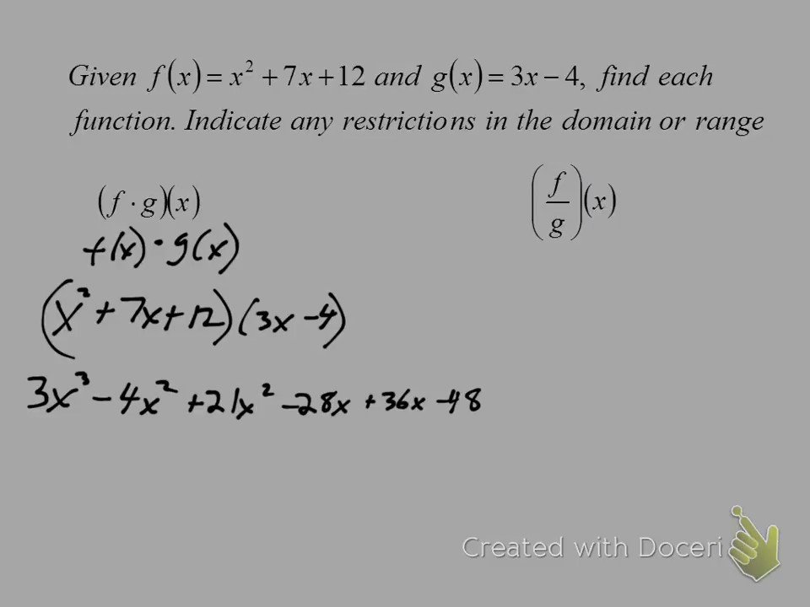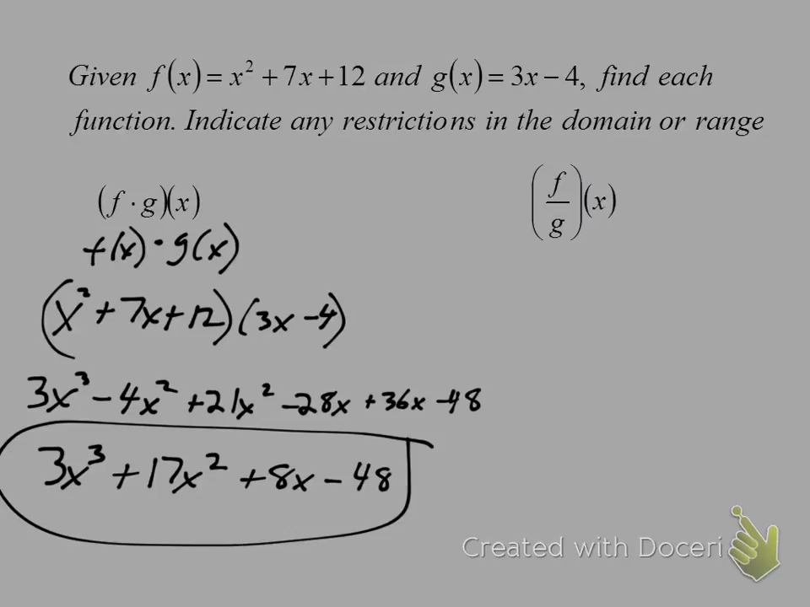Last step: combine like terms. So 3x to the third. Wait, how did you get from there to there? Multiplied. So what, 3x cubed plus what, 17x squared, plus what, 8x, minus 48. Okay, good. Now, your division, that's the one that's going to be kind of new, kind of different.